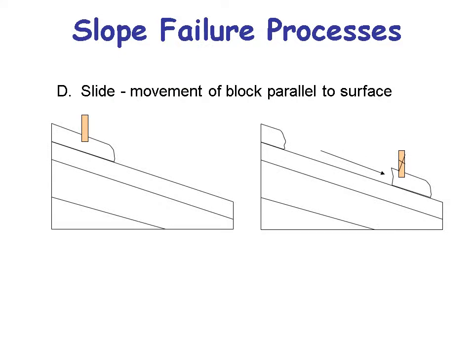Okay, a slide is the movement of a block parallel to the surface. And so notice that the rock layers are parallel to the slope, and so you have one rock layer sliding down on top of another rock layer.